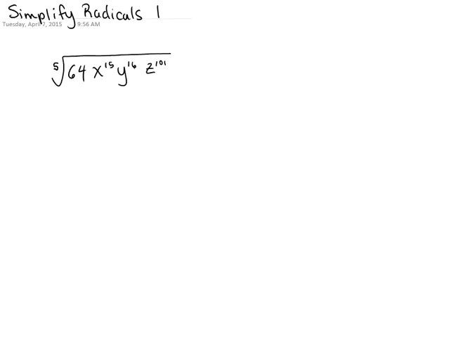Okay, let's look at simplifying this radical where the index is 5, so this is a fifth root, and the radicand looks fairly complex. Well, we're going to back up and start solving some simpler ones. Let's start with the square root of 4. Now, if the index is not written, it's implied to be 2.